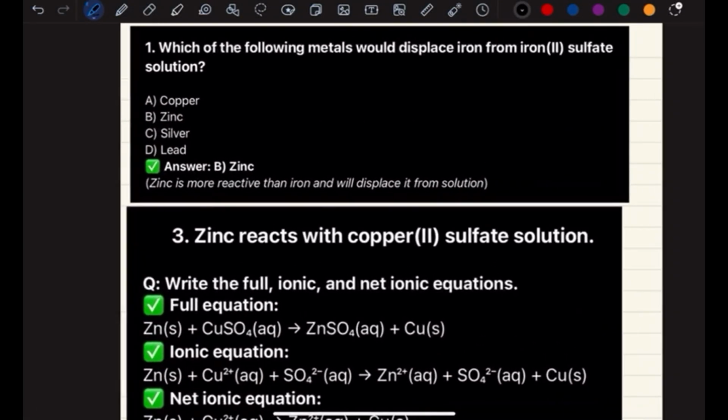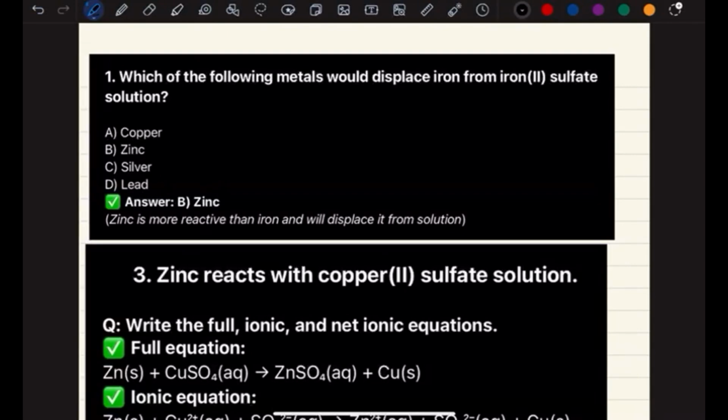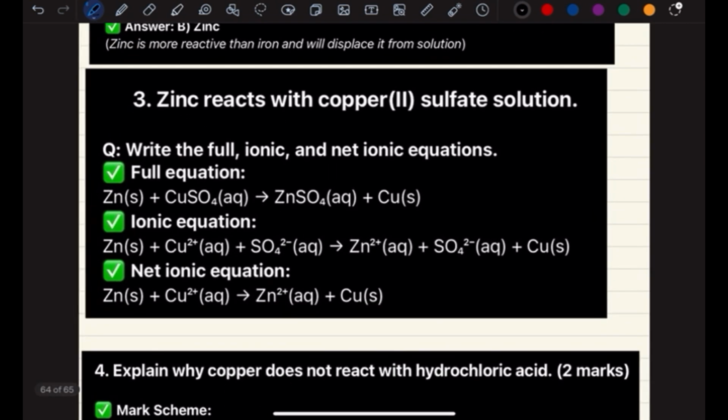So if we focus on question 1: which of the following metals will displace ions from iron sulfate solution? Sorry, I said that really badly. But you have to think back to the reactivity series. And the only one that's more reactive than iron here is going to be zinc, right? So that's question 1.